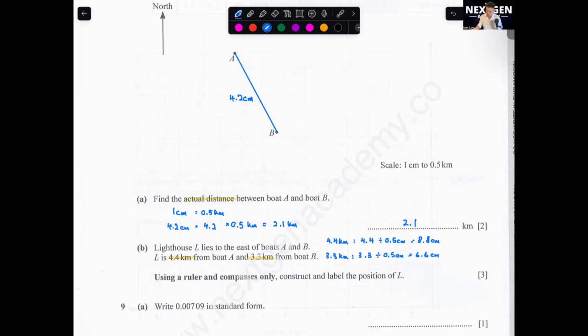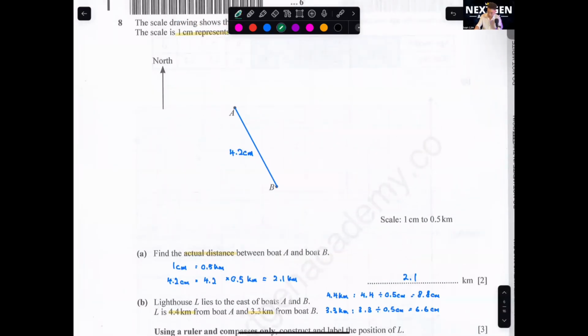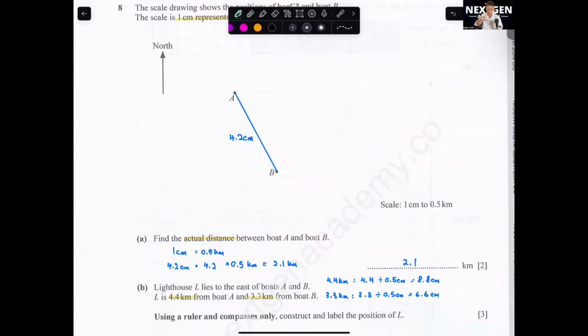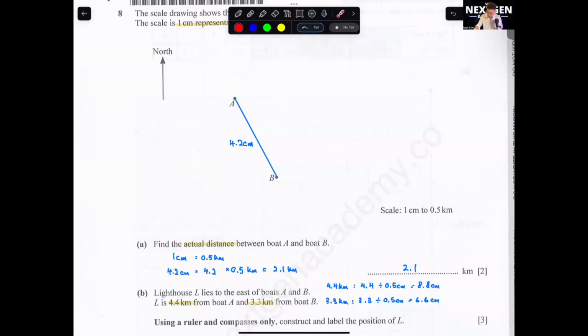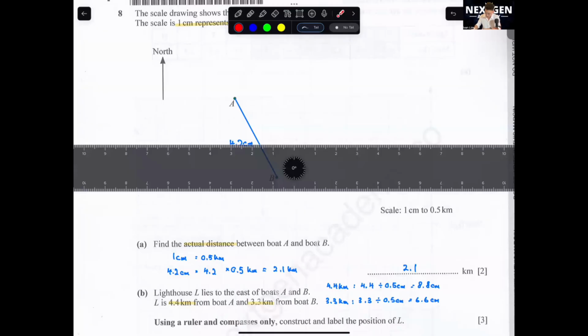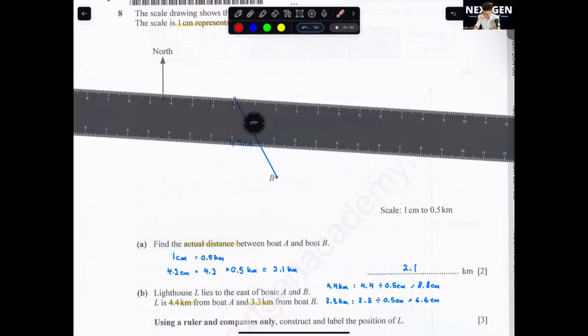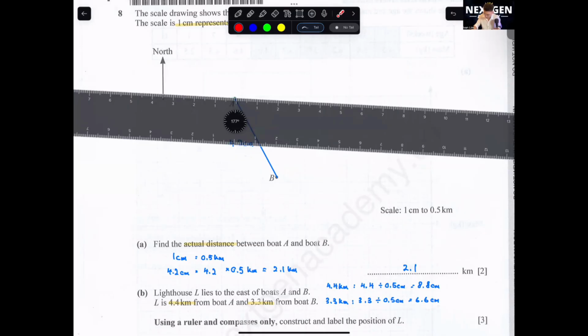What we're going to do right now is take your compass and extend it until 8.8 cm. So you use your ruler. Then from A, you're going to cut 8.8 cm. I don't know where exactly 8.8 is based on mine here. Let's say it's around here. Okay, 8.8.